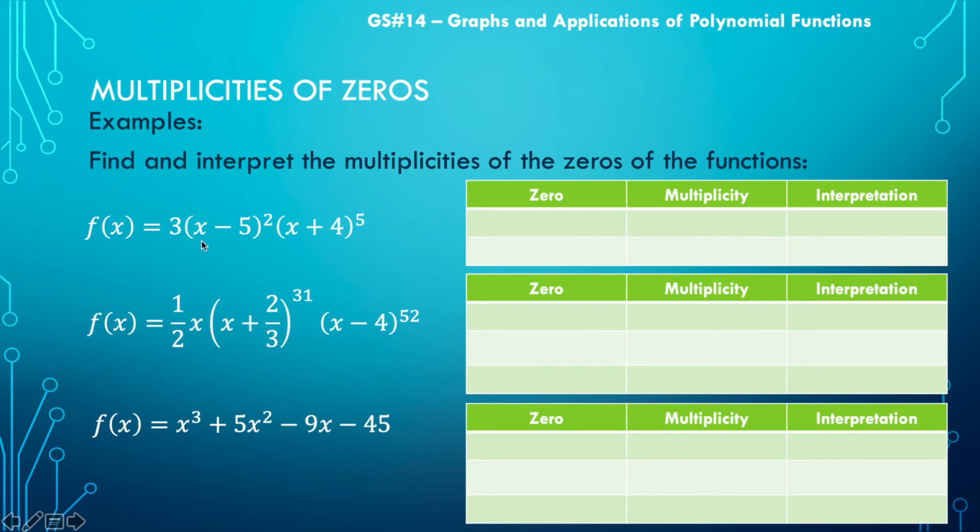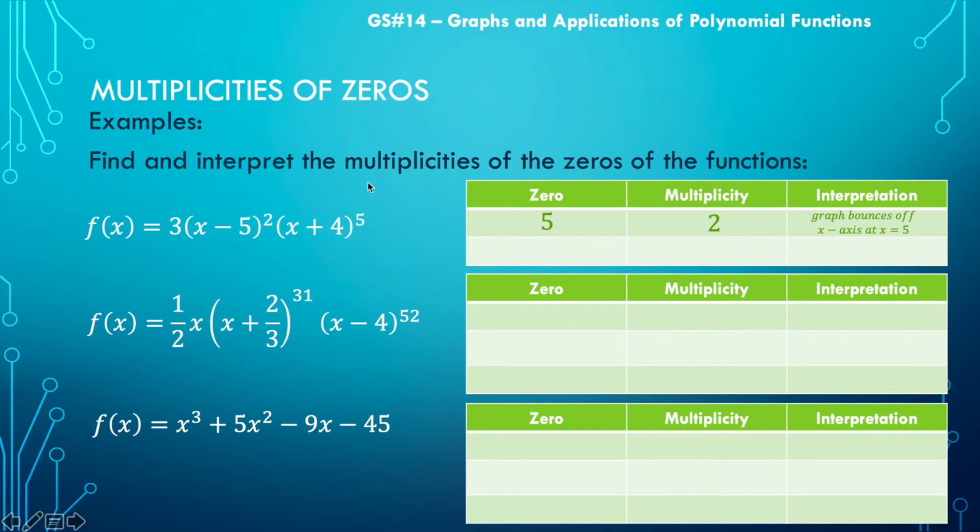But for this factor here, if I set it equal to 0 and solve for x, we would get a zero of 5. And then we can say that the multiplicity of this zero is 2. That's the power of that factor. And what does it mean if it has a multiplicity of 2? Well, it's an even multiplicity, which means it's going to bounce on the x-axis. So the graph will bounce off the x-axis at x equals 5. So, bouncing because it's even, at this particular zero.